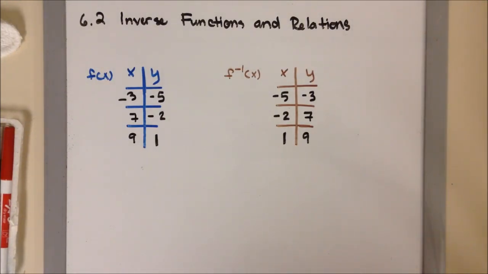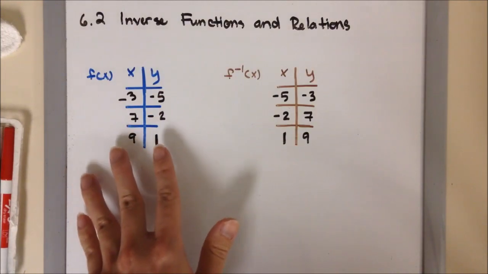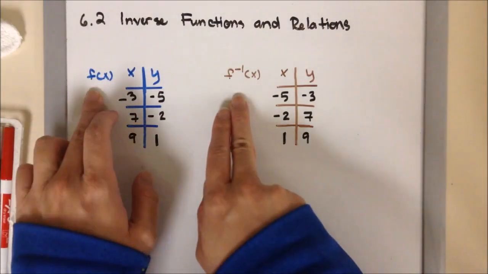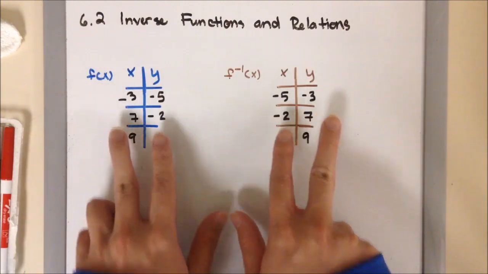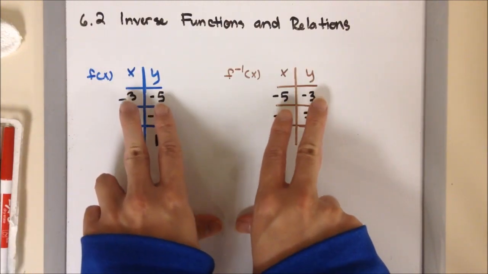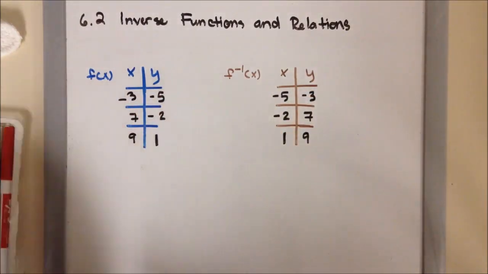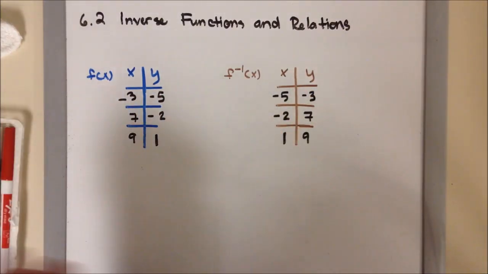So, how would you tell if two tables are inverse to each other? If you closely look at the x and y values, if two functions are inverse to each other, then the x and y values are a flip version of each other, or a reflection of each other. So, let's take a look at the first coordinate.